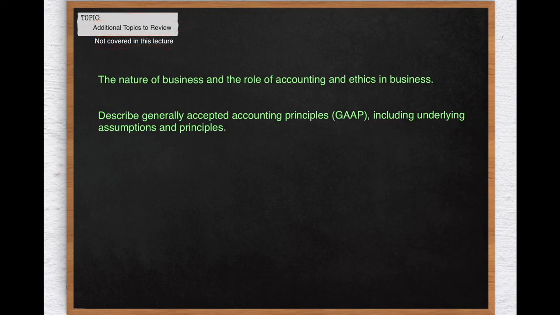Additional topics to review that I did not cover in this lecture that you should review on your own are the nature of business and the role of accounting and ethics in business. So make sure to please read that in the textbook or do research on that on the internet. Also describe generally accepted accounting principles, including underlying assumptions and principles. So here it's really the rules of accounting. I know I didn't get into it in this video, but please review that on your own because some of those questions might show up on your first exam.